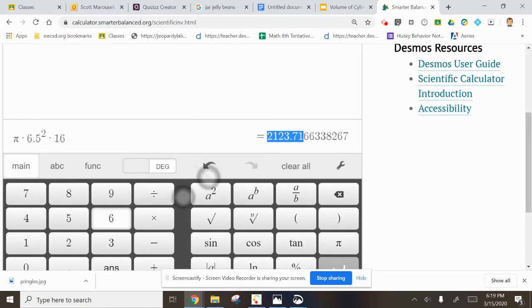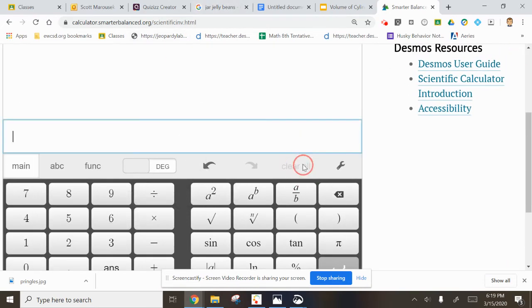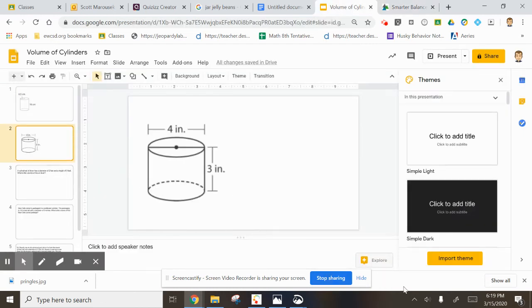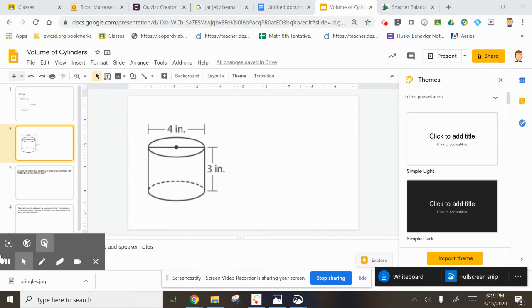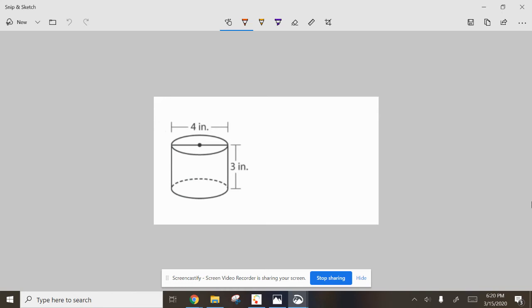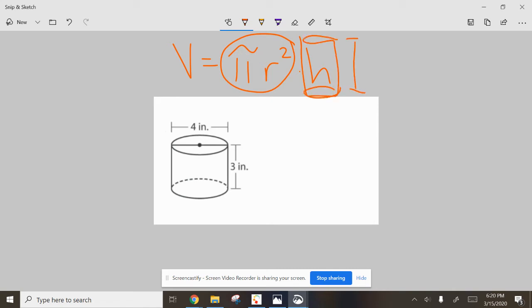Next, I'm going to clear all this, and we're going to go to the next problem. All right, let's go through these pretty quick. All right, as I look at this one again, volume equals pi r squared times height. Do not forget that. Again, pi r squared is the circle on the bottom of your cylinder, and this height is just the height from where you're going back here, okay? So don't forget those.